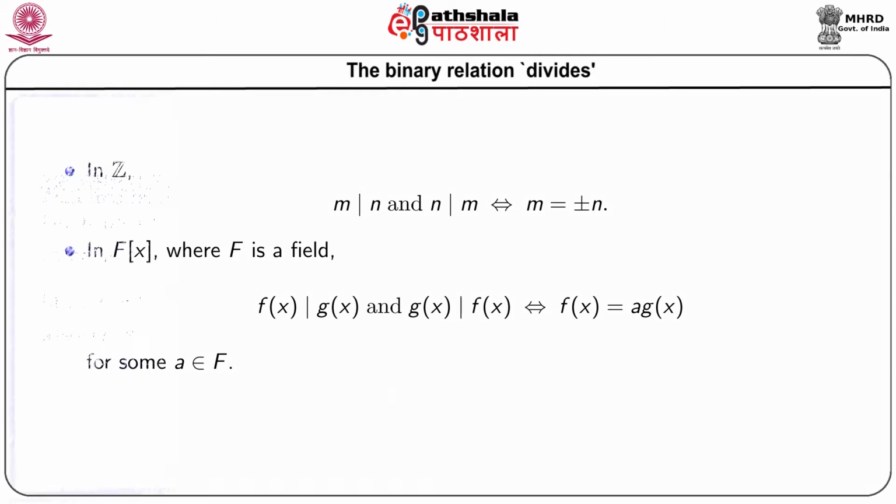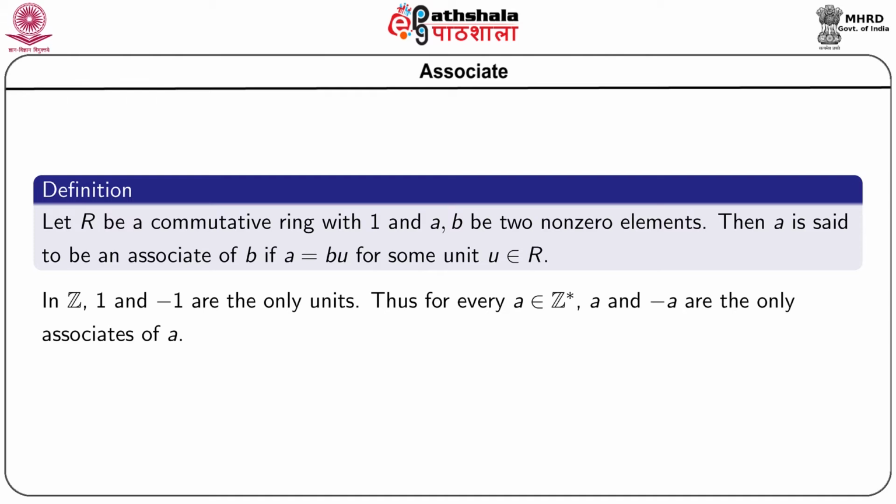From this we have the notion of associate. In a commutative ring, two non-zero elements a and b are said to be associates of each other if either of them is a unit multiple of the other. In Z, we know that 1 and minus 1 are the only units, and hence if a is a non-zero integer, then a has only two associates, namely a and minus a.